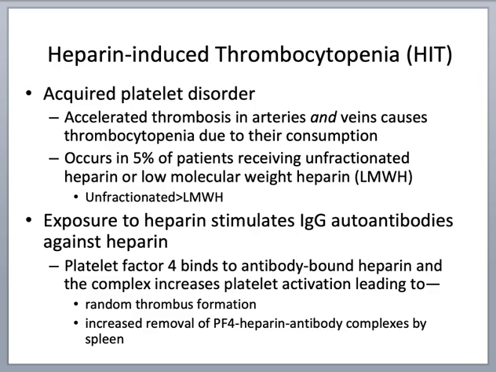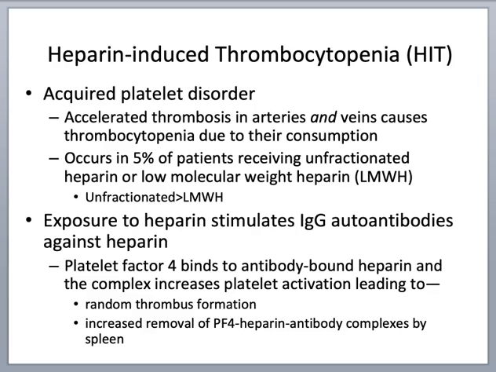So the mechanism is that exposure to heparin stimulates IgG autoantibodies. Platelet factor 4 is on the surface of the platelet and binds to antibody-bound heparin, and this complex increases platelet activation, which leads to random thrombus formation and then consumption of platelets. It also accelerates removal of platelets that have the platelet factor 4 heparin antibody complexes in the spleen.